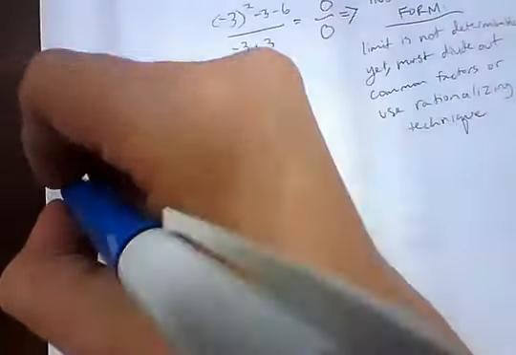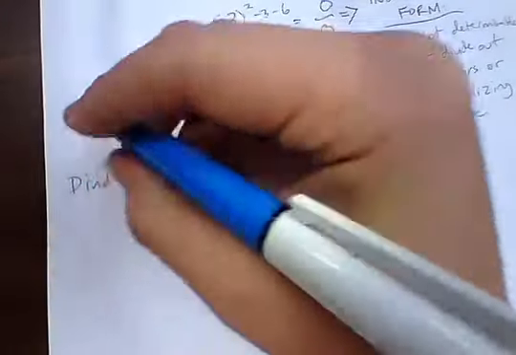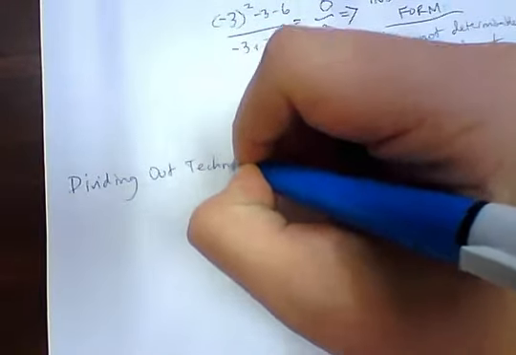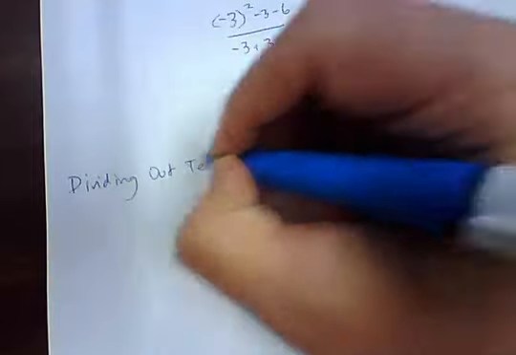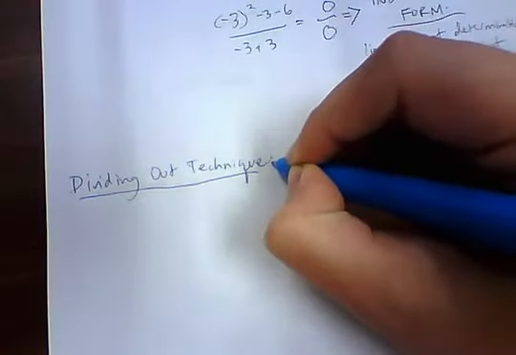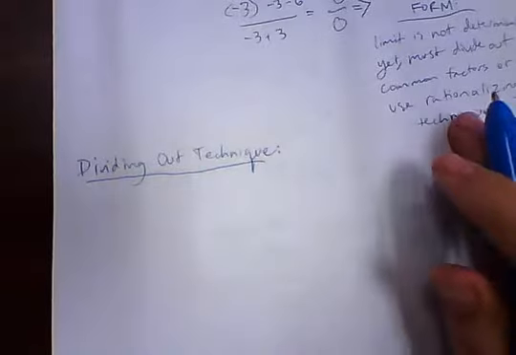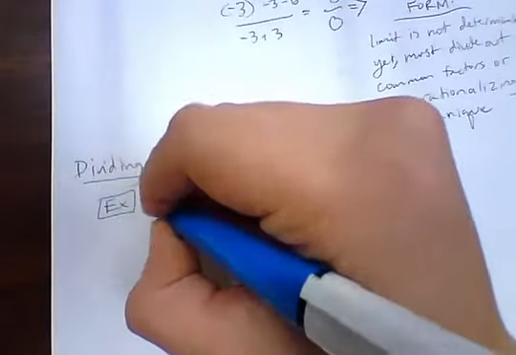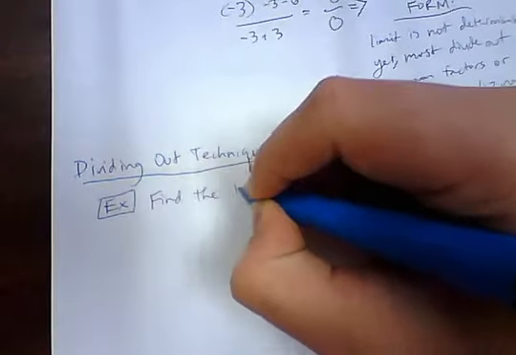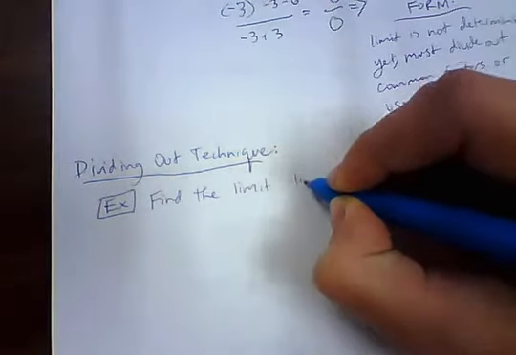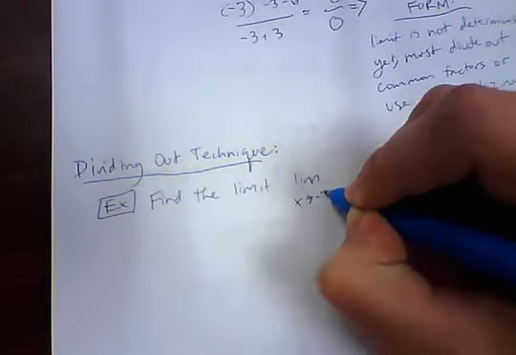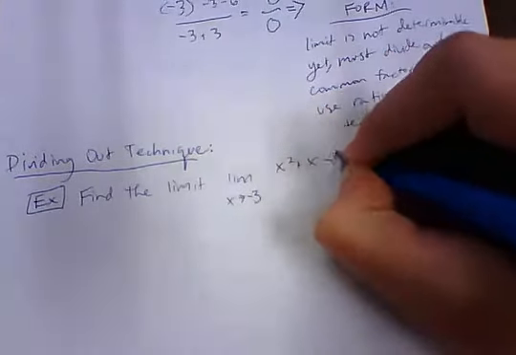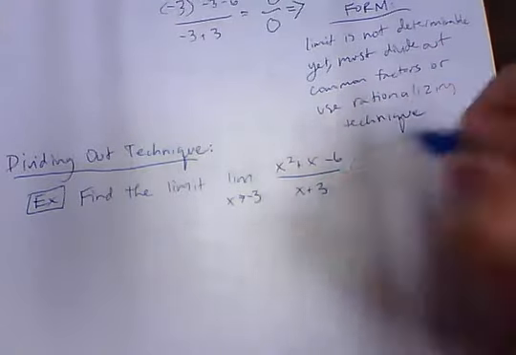We'll start with our dividing out technique to demonstrate this. So let's start with that exact same example. Find the limit as x approaches -3 for the function x squared plus x minus 6 all over x plus 3.